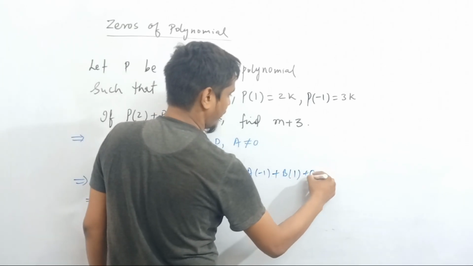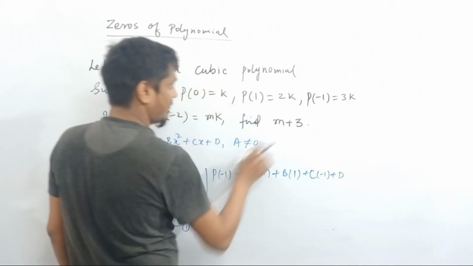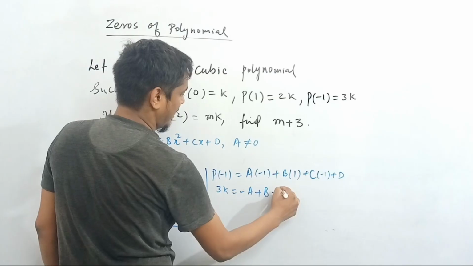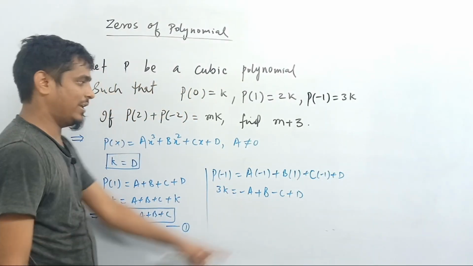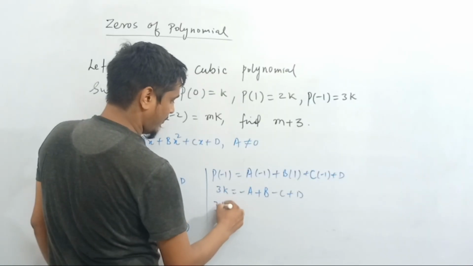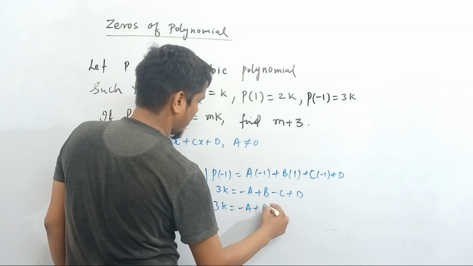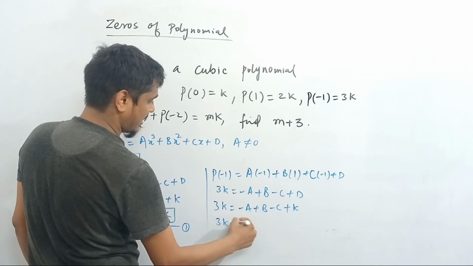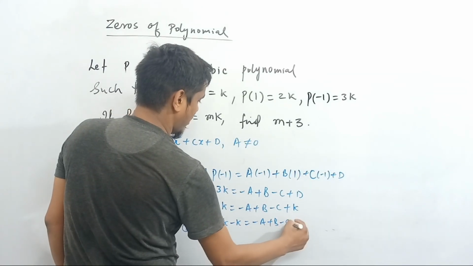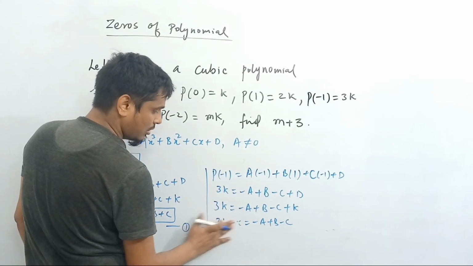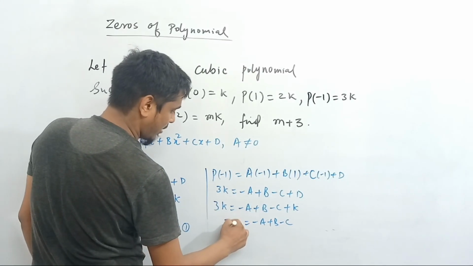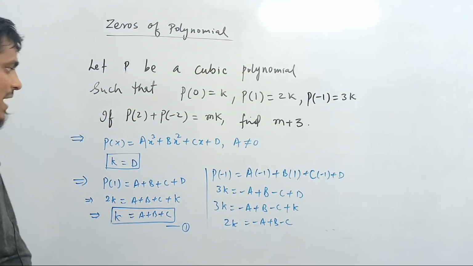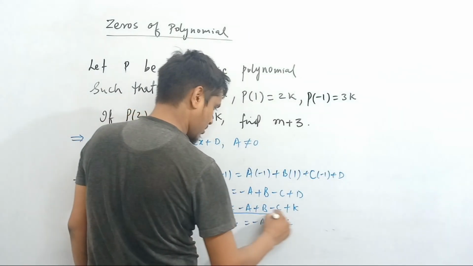C times of negative 1 plus d, and this value is given 3k, so 3k is equal to negative a plus b negative c plus d. As the d value is k, when we substitute the value of d to be k, this is negative a plus b negative c plus k. Transposing this to the left, that is going to give us 3k minus k is equal to negative a plus b minus c. So 3k minus k is nothing but 2k, so 2k is equal to negative a plus b minus c, right? This is equation number 2.